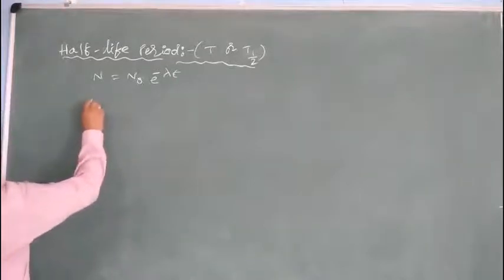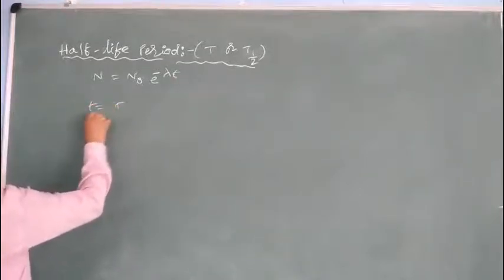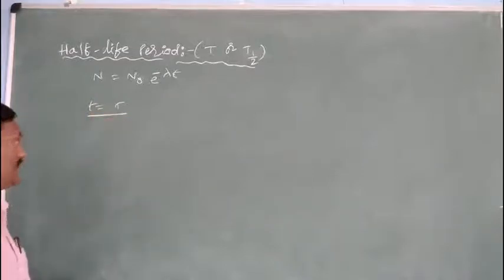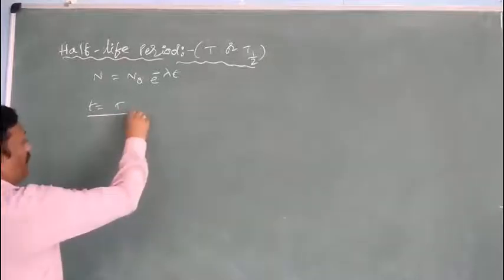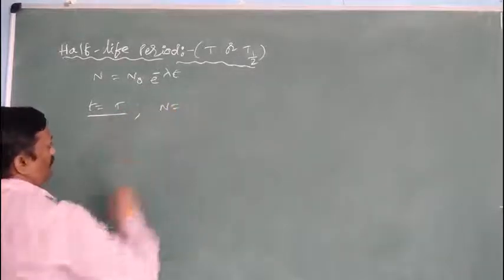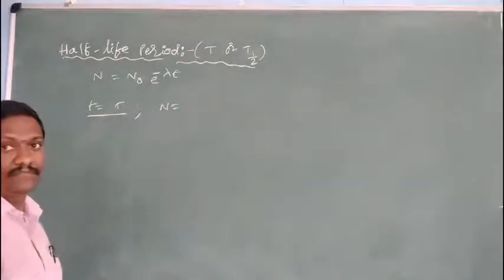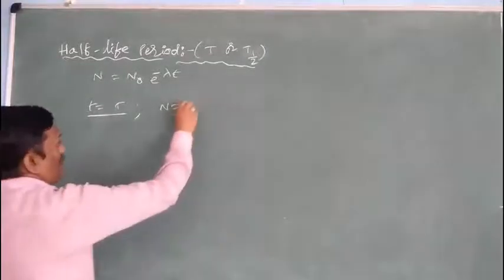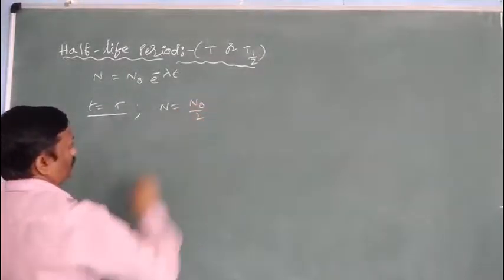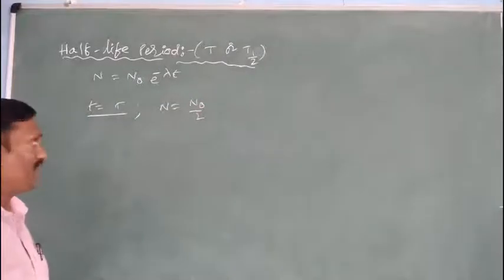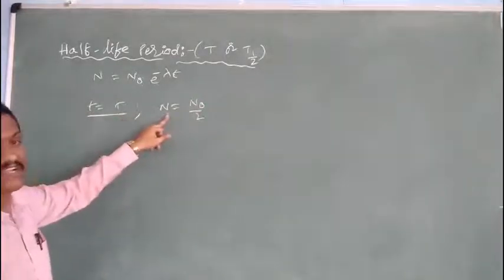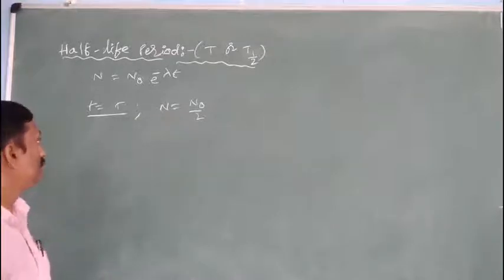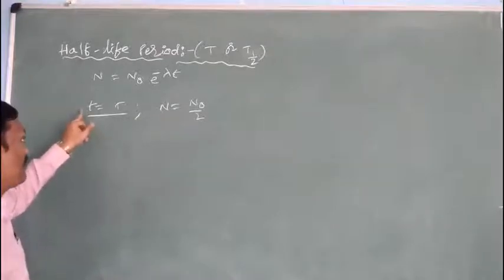Here, in case of half-life period, if T is equal to capital T, 50% of atoms are disintegrated. That means 50% of atoms remain. So after completion of one half-life, the present number of atoms becomes N is equal to N0 by 2. That corresponding time is nothing but the half-life period capital T.